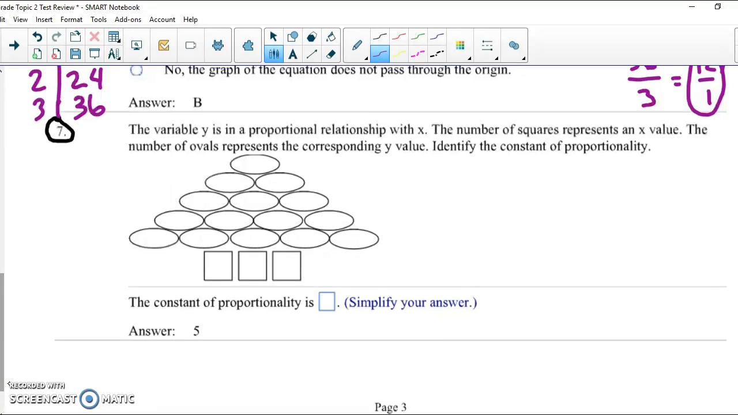For number 7, we know that the variable y is in a proportional relationship with x. The number of squares represents an x value.